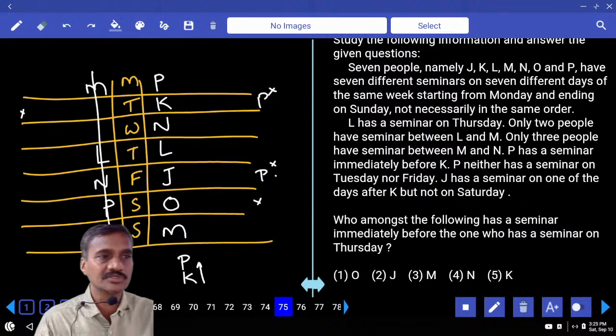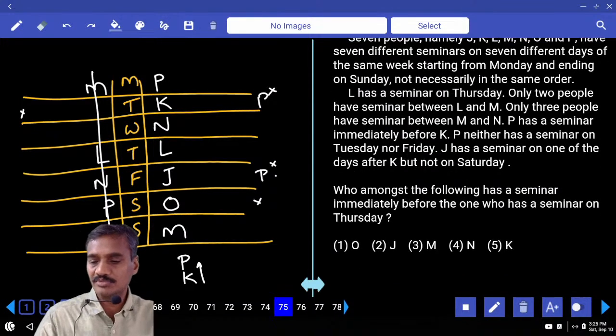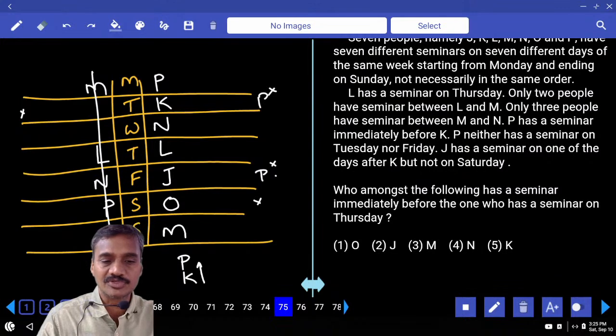O is on Saturday. Then who among the following has a seminar immediately before the one who has a seminar on Thursday? Immediately before Thursday, that is Wednesday, the N, choice 4.